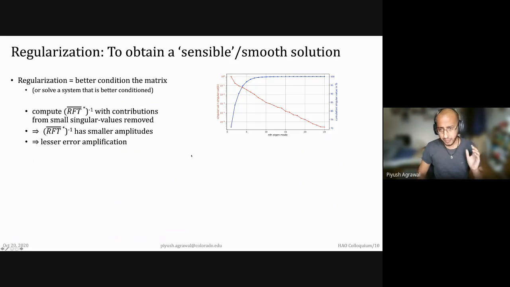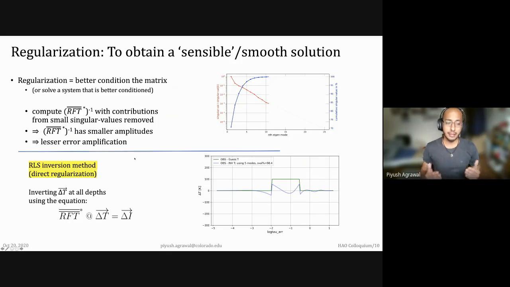In regularization, the basic idea is that when you're computing the inverse of the matrix, you remove the singular values that are super small in amplitude. What that eventually leads to is that your response function has smaller amplitudes, which further leads to less error amplification. This is exactly how it's done in the RLS inversion method, one of the inversion methods used in helioseismology. RLS stands for regularized least squares.